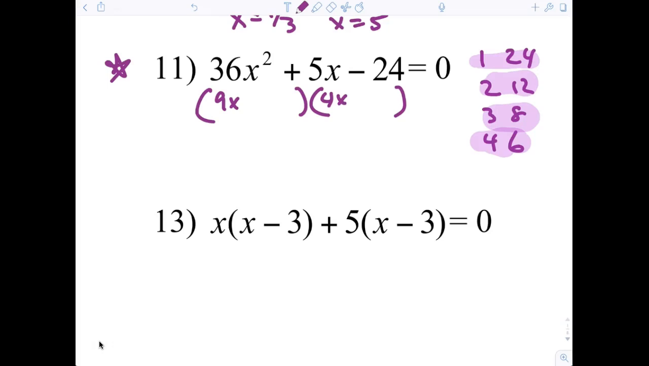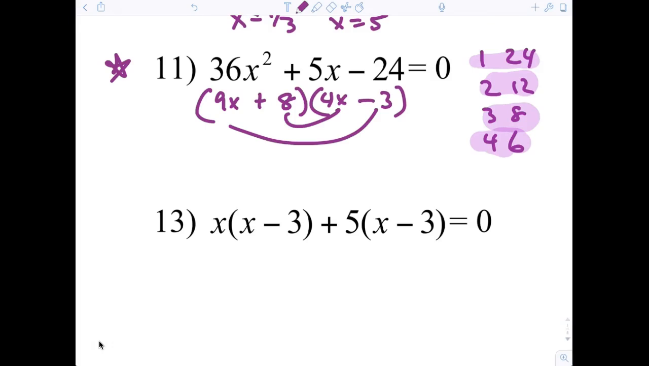What about 2 and 12? Nope. So the only possibility here is what? 3 and 8. So where does the 8 have to go? On the left. And the 3 has to go where? I'm done with the problem because I know that 32 and 27 can make 5 if the 32 is what? Positive. And the 27 is what? And the 27 is negative.